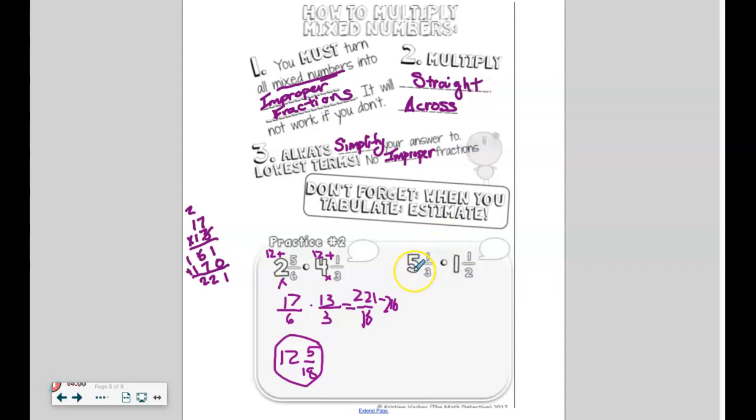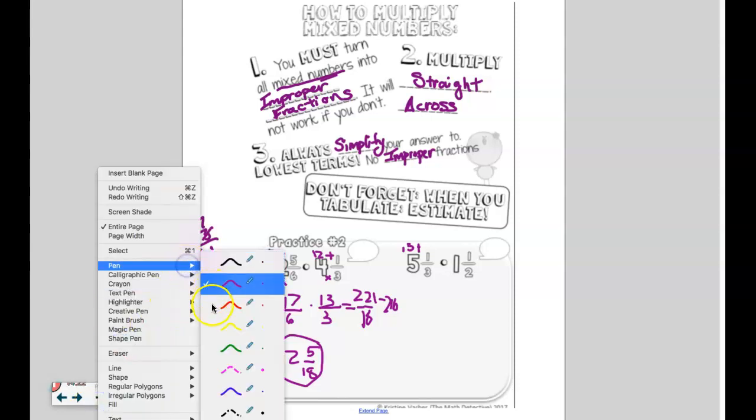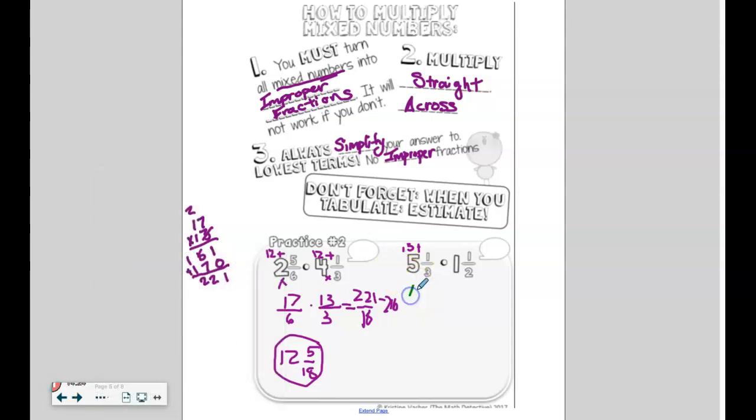Okay, so our first step is to make our mixed number into an improper fraction. So we take 5 times 3, which is 15, and then we take 15 plus 1 is 16. I'm going to change colors so you guys can see a little better. So we would get 16 over 3 times 1 times 2 is 2 plus 1 is 3.